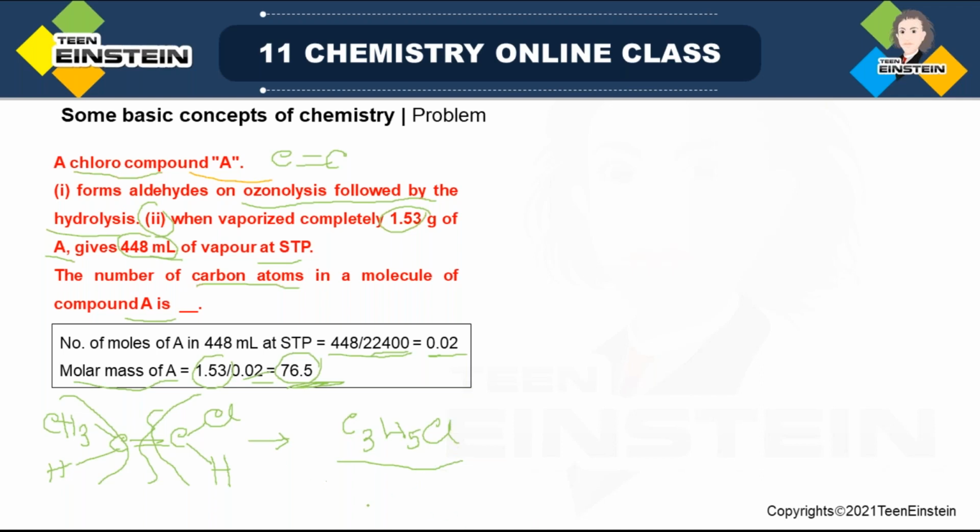Now C3H5Cl, if you consider its molar mass, it is 3 into 12, that is 36 for carbon, 5 for hydrogen, and for chlorine it is 35.5. Now if you add all these, you will get 76.5, which is completely matching with this. So this should be the correct formula. But we have to find the number of carbon atoms. So how many carbon atoms are present? Total 3. So the answer should be 3.